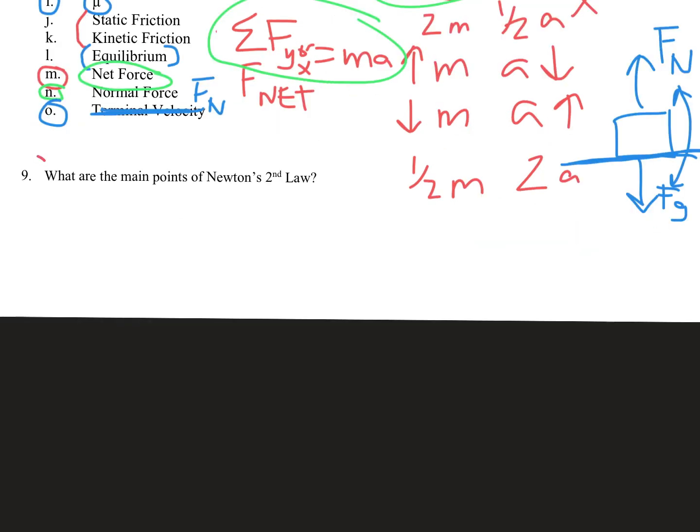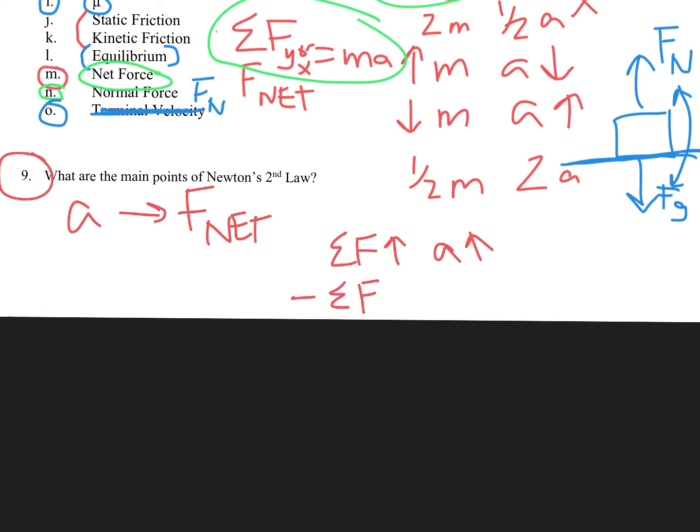And lastly, what are the points of Newton's second law? Remember, in order to accelerate, you have to have net force. That's the idea. And remember, whatever direction net force is in, so say it's up, acceleration will always be in the same direction. If net force ends up being to the left, acceleration will also be to the left. So whatever unequal, out of balance forces there are, that's where the net force goes, and the net force tells you the direction of acceleration. You have to have an unbalanced net force in order to accelerate.